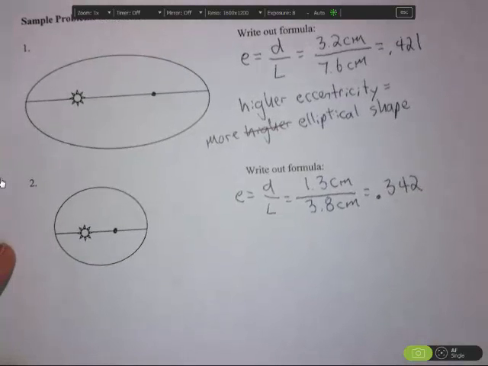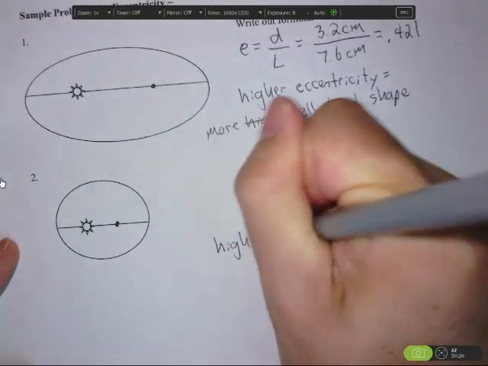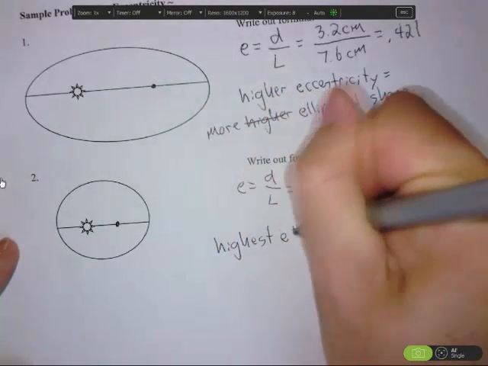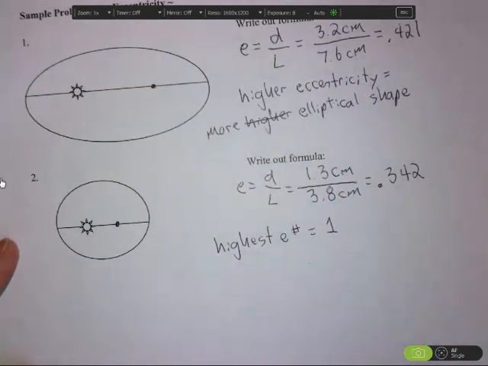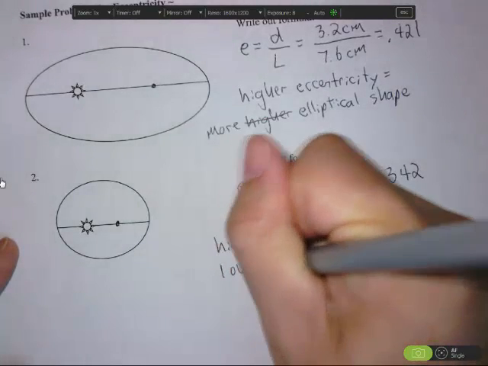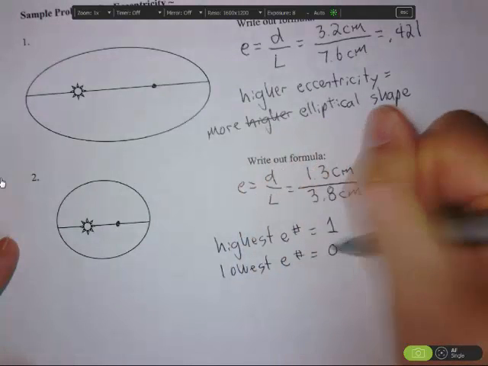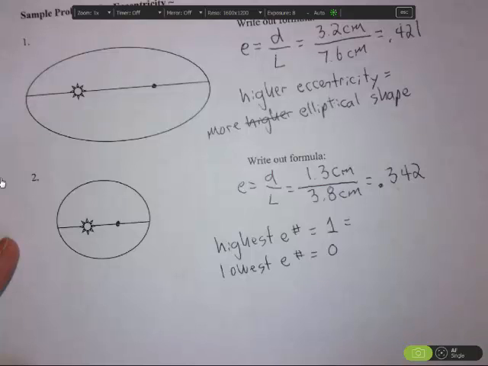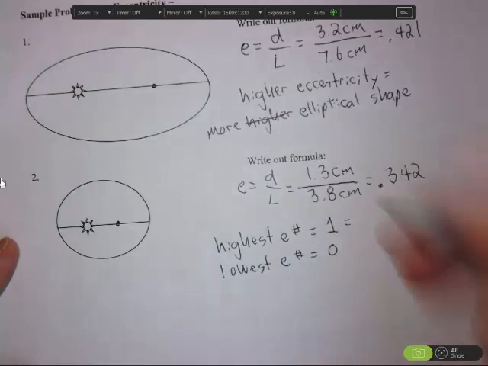Some other things you got to know. The highest number, or the highest eccentricity you can have, is going to be 1. It's the highest you can go. And there's some reasons for that I'm not going to go into. You really don't need to know it. But you just got to know that the highest number is 1. The lowest number you can have for eccentricity is going to be 0. Now, if you think about it, if you have an eccentricity of 1, the shape that that's going to produce is a line.